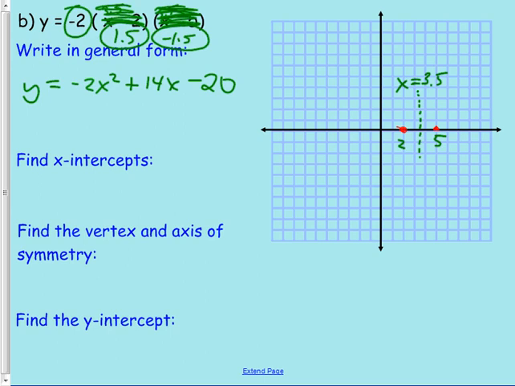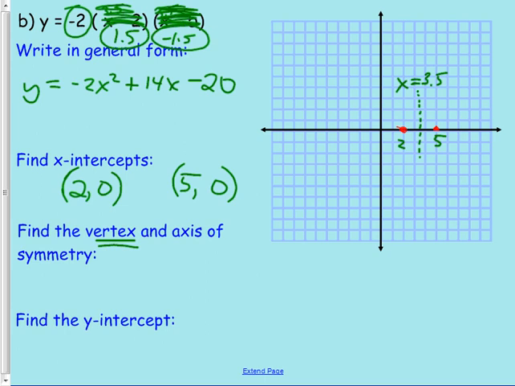And, wait a minute, I already have my x-intercepts, and x-intercepts are at x equals 2 and x equals 5. And since they're x-intercepts, I should really put them as (2, 0) and (5, 0). That makes them into points. Okay, find the vertex. That's the part I'm working on right now. I got to finish this job.